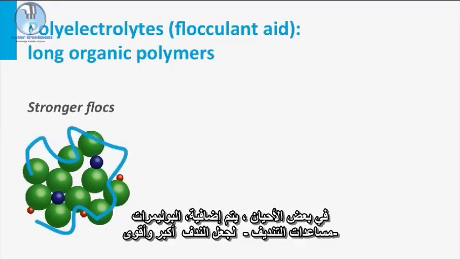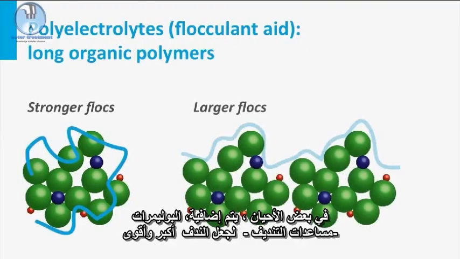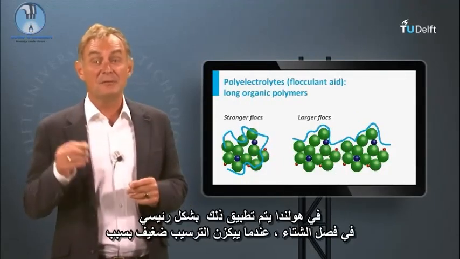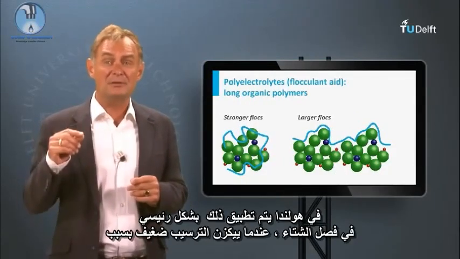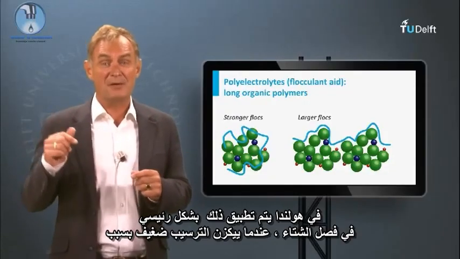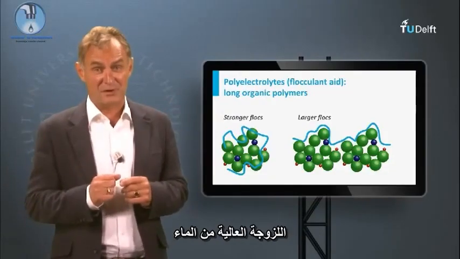Sometimes additional polymers, flocculant aids, are dosed to make the flocs larger and stronger. In the Netherlands, they are mainly applied in wintertime when settling is hampered by the high viscosity of the water.